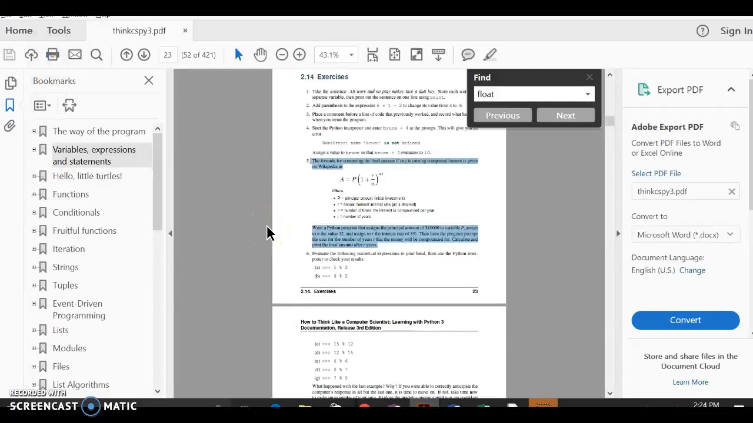So this is the homework. It's chapter 2, exercise 5, YouTube recording. And with this problem, it's asking us to compute what a total investment will be after factoring in these different variables like principal amounts, the annual interest rate, the number of times that the interest is compounding every year, and the number of years.